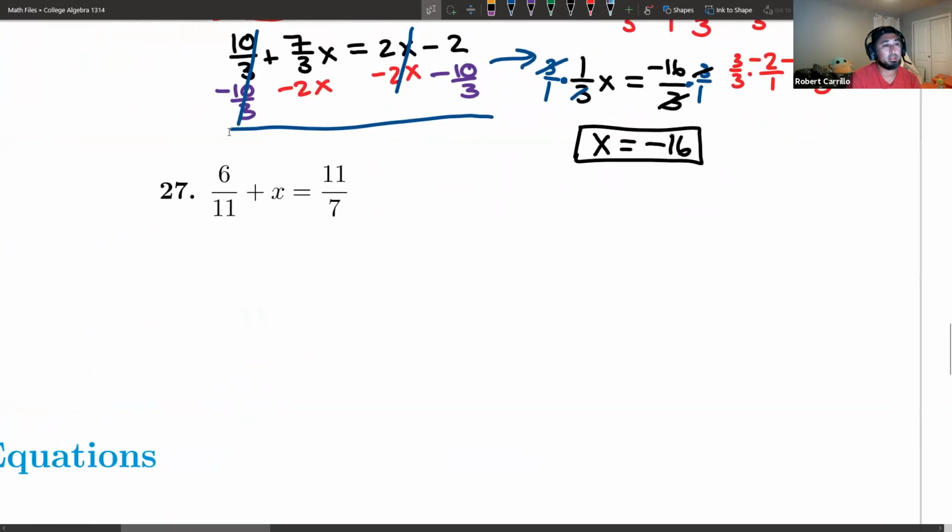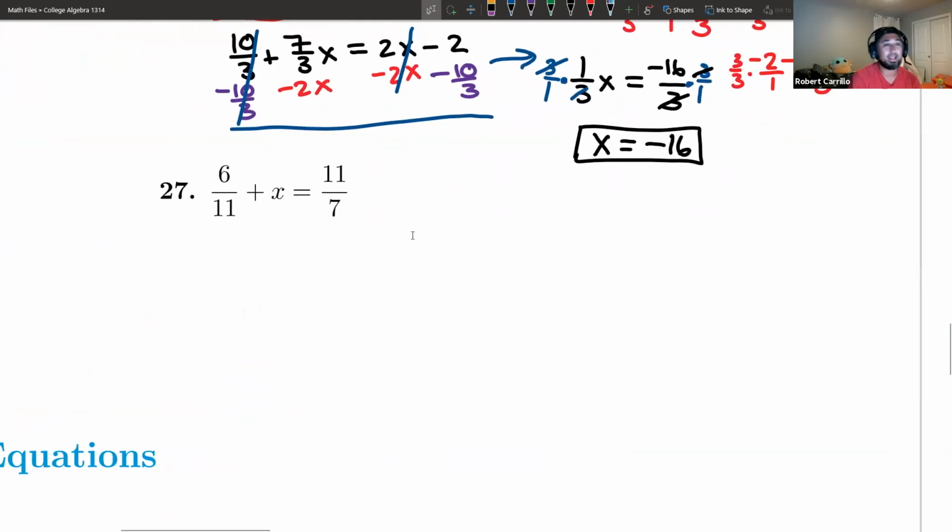27. 6 over 11 plus x equals 11 over 7. All right. So for this one, all we have to do is subtract that 6/11ths. Say 6 over 11 minus 6 over 11. Move that to the right side. There we go. And let's look at the fractions. I don't know why I'm writing in red, but I guess it makes sense for side work.